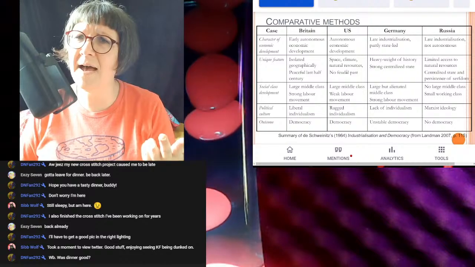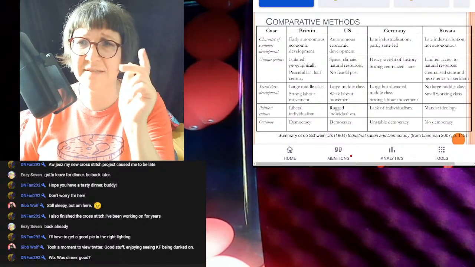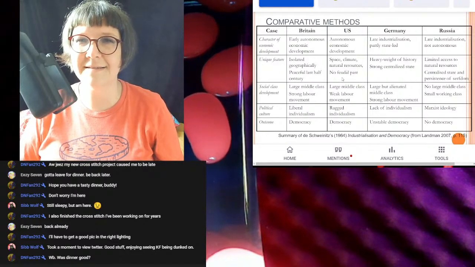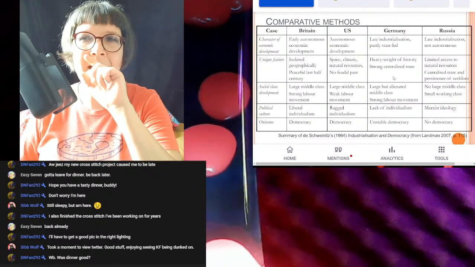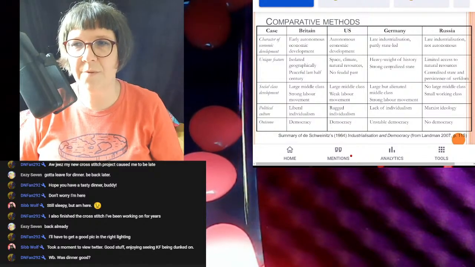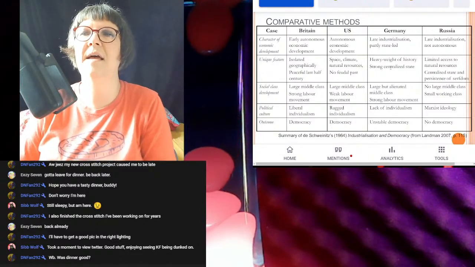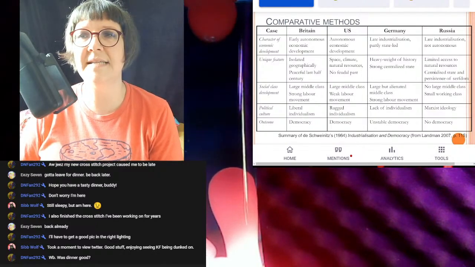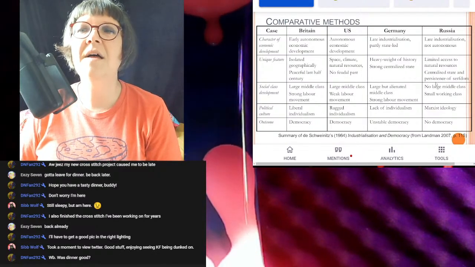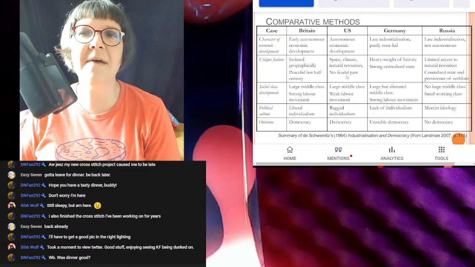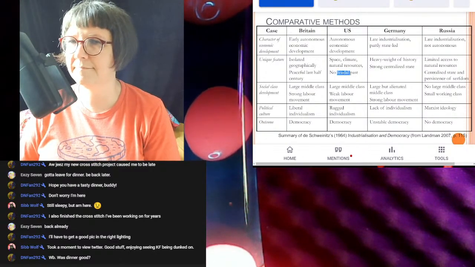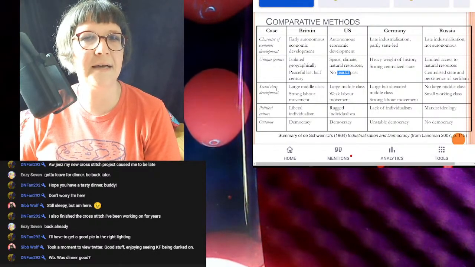But a slave past and an oppression past, which isn't mentioned here, freaking white men and their biases and their whitewashing of history. Germany was a heavyweight of history, strong centralized state, and Russia was limited access to natural resources, a centralized state, and persistence of serfdom. So you're going to mention serfdom, but you're not going to mention slavery and its legacy that they had. White people BS. All right.